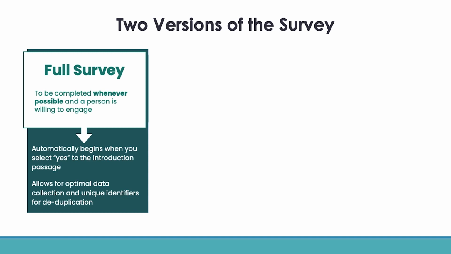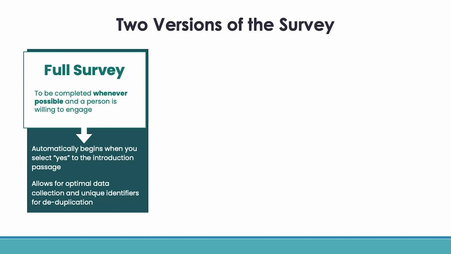As I mentioned earlier, there are two versions of the survey. The full survey is to be completed whenever possible when the participant you are talking to is willing to engage. The full survey will automatically begin once you select Yes to the introduction passage. We will emphasize completing the survey whenever possible because it allows for optimal data collection and creates a unique identifier for each person that we can use to deduplicate if needed.